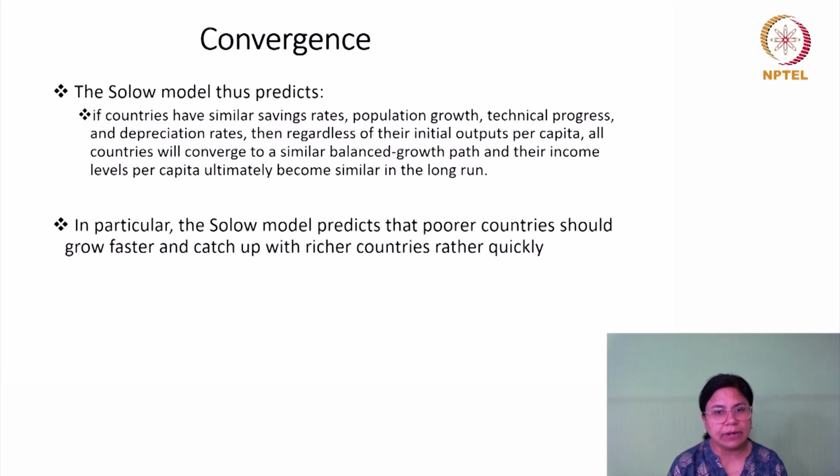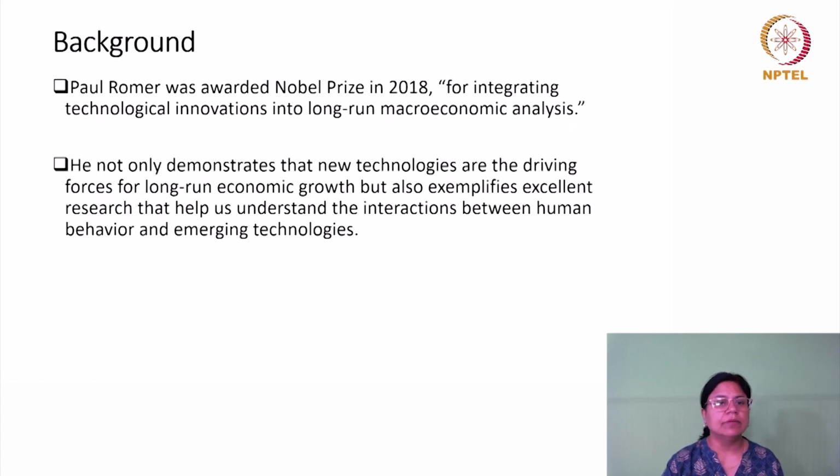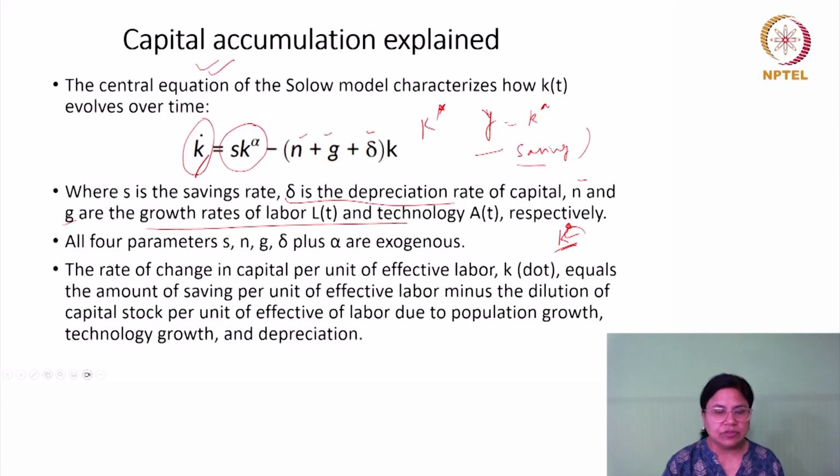This Solow model in that case predicts that if countries have similar saving rates, population growth, technical progress, and depreciation rate, then regardless of their initial output per capita, all countries will converge to a similar balanced growth path, and their income levels per capita ultimately will be similar in the long run. In particular, the Solow model predicts that poorer countries should grow faster and catch up with the richer countries rather quickly. One major concern with respect to this model is that the g which we have been talking about, which is the growth rate of the technology, is rather given as such.